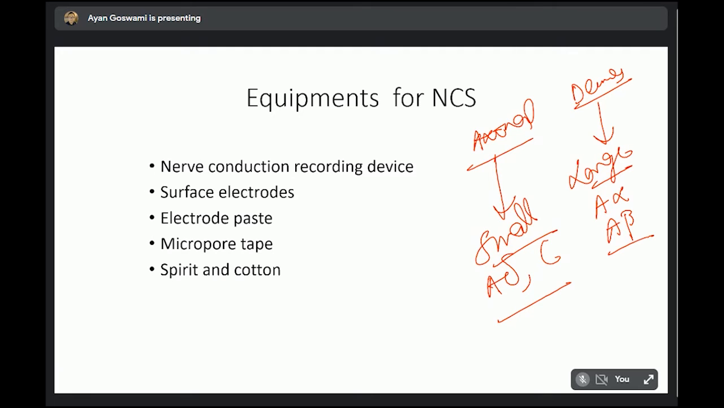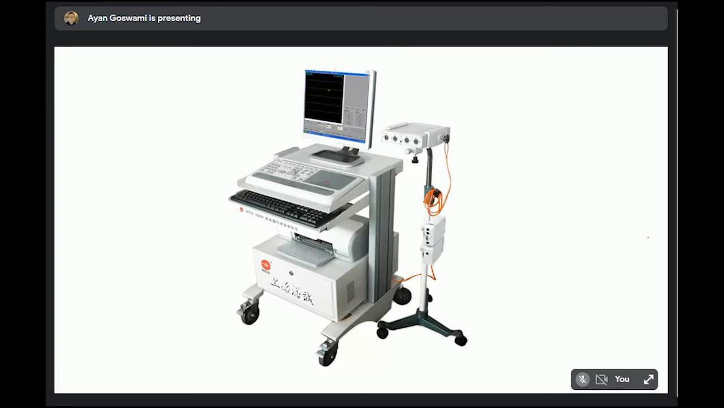Okay. Now, the nerve conduction study equipment, just look. This is the equipment. There are lots of manufacturers that produce this machine. This is a nerve conduction study equipment.